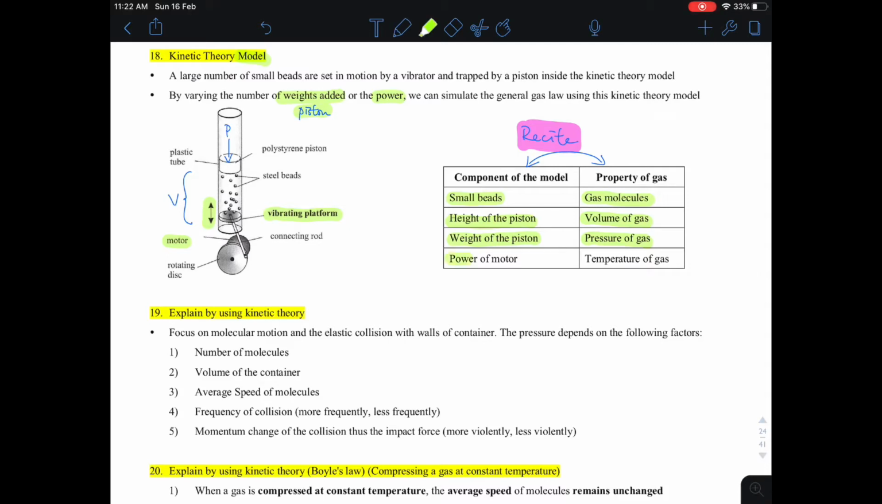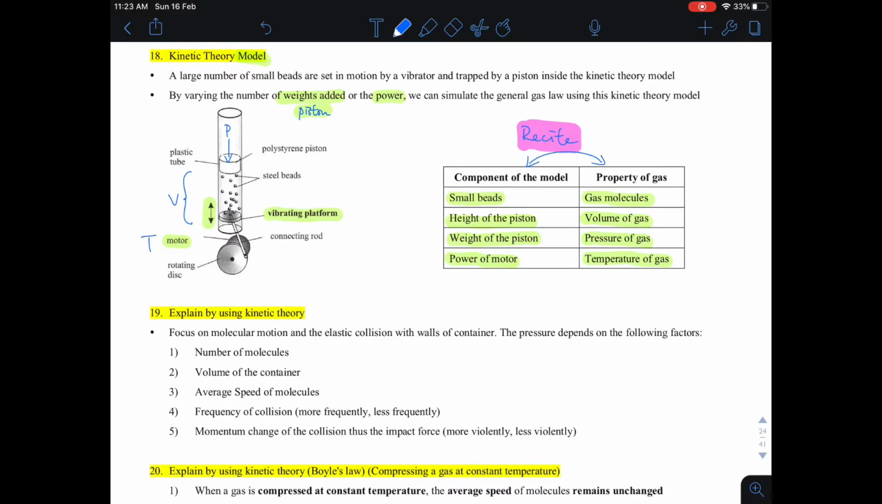And lastly, the power of the motor is in fact the temperature, because when the power increases, the molecules will be faster. That means you are simulating a higher temperature, so the motor is related to temperature. Besides this, it will be okay because it is usually multiple choice.